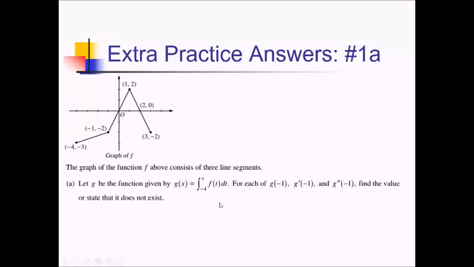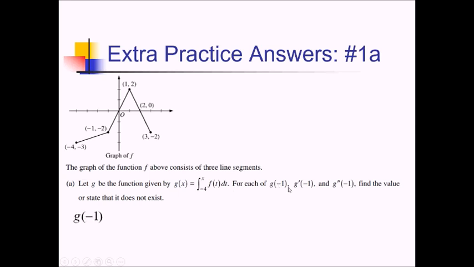practice. For this free response problem, we've got this graph of f up here, and our first task, given the function g, which is the integral from -4 to x of f of t dt, is just to find g of -1 and also g prime and g double prime of -1. Or state that these don't exist, because that's an option too.